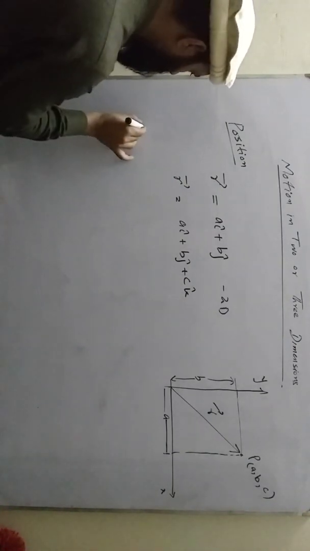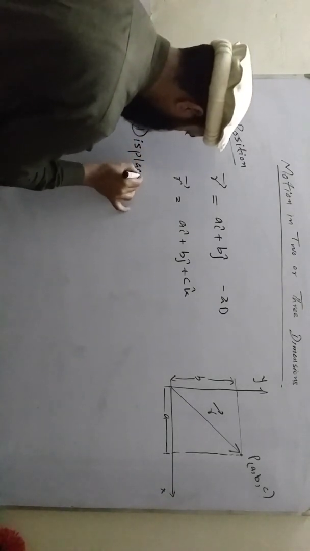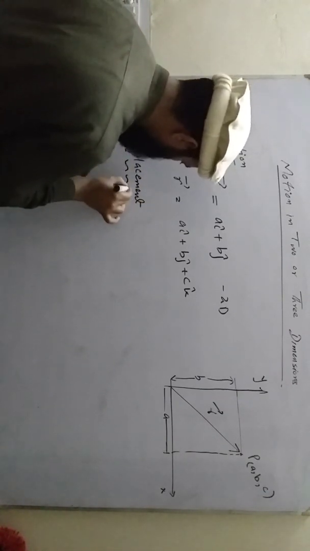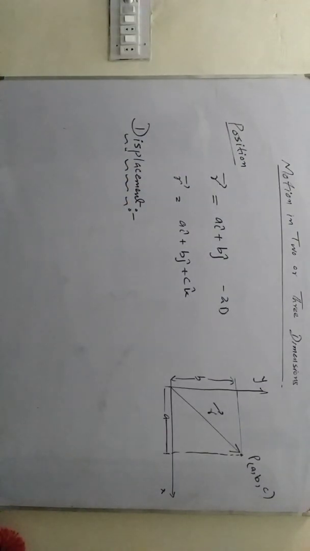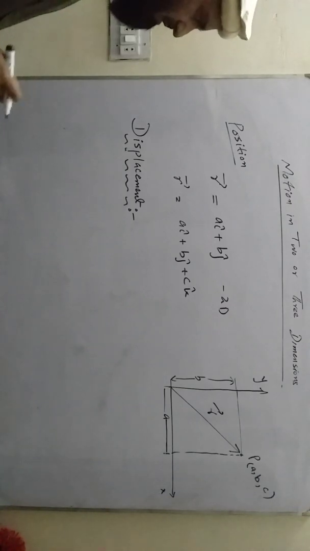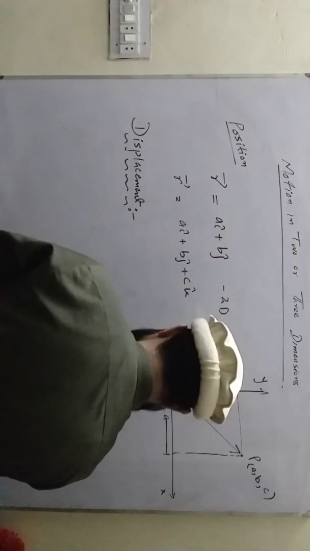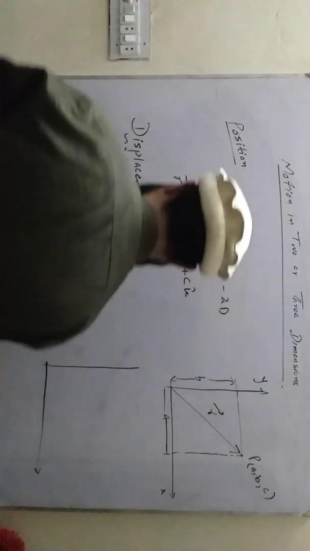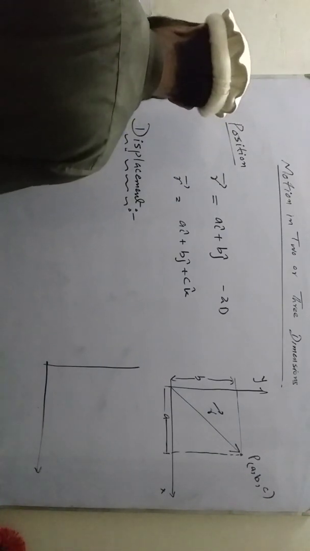Next term is the displacement. Displacement shows how much an object or point is displaced from its initial position. It can also be defined as: displacement is the change in position.